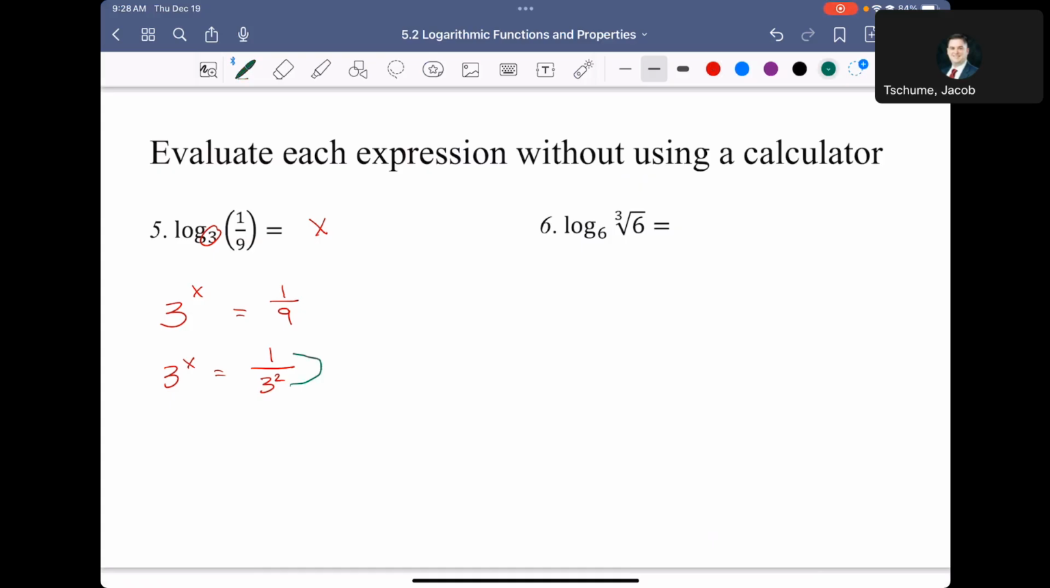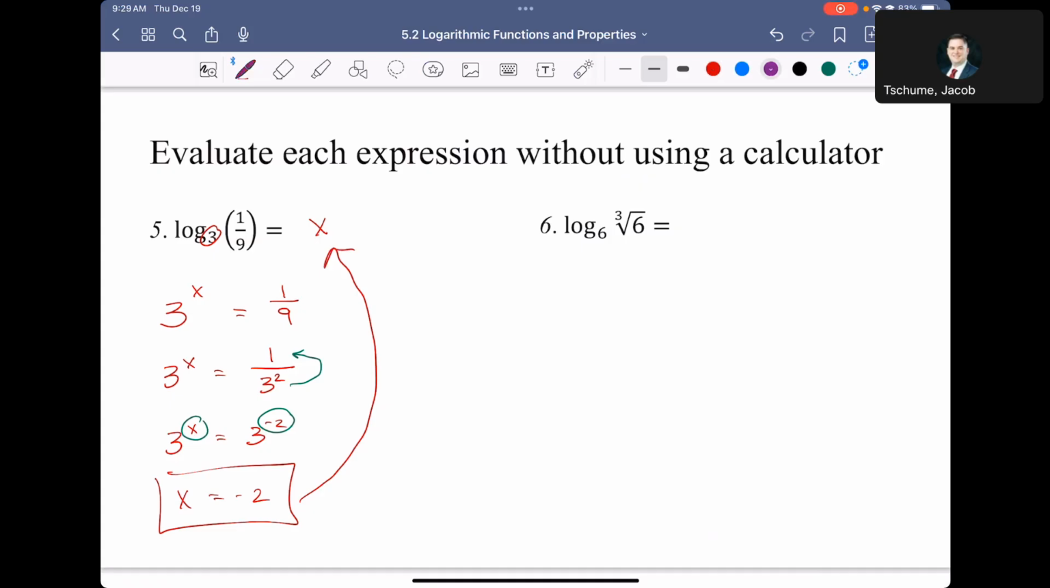And then we talked about how you can bring that 3 squared to the top and rewrite this as 3 to the x equals 3 to the -2. And since both of your bases are now exactly the same, you can set the exponents equal to each other, which is x equals -2. And so from the very beginning, this is the value of your logarithm. So the number that would have to go here to make it true would be -2. That is log base 3 of 1/9.